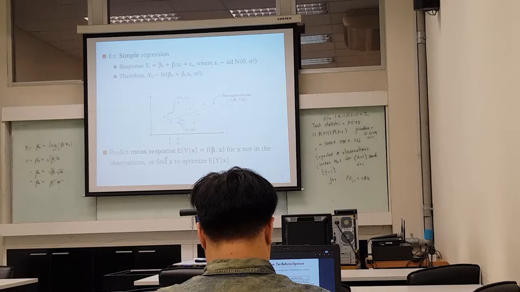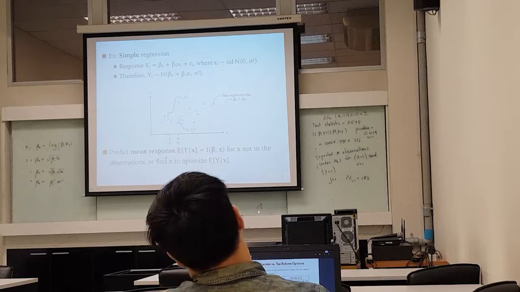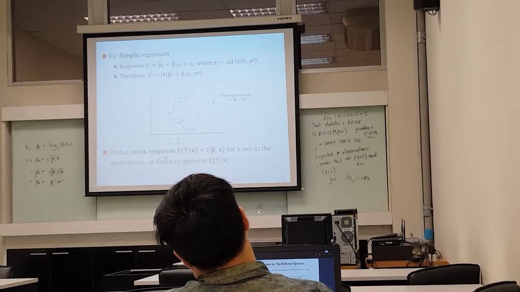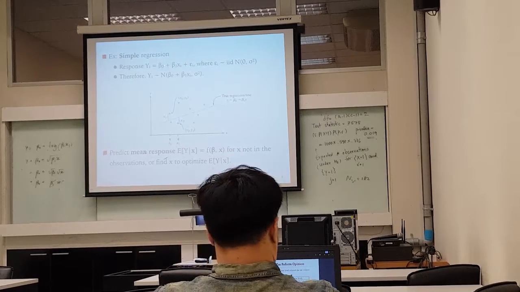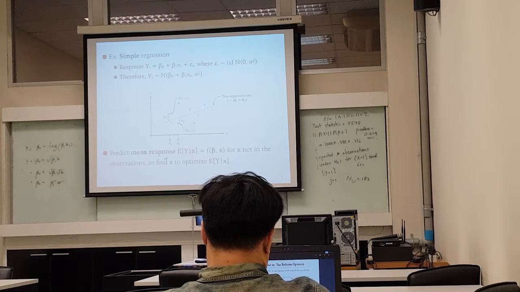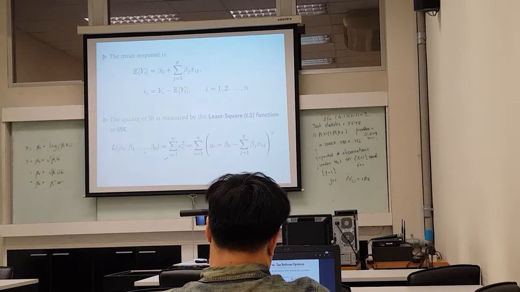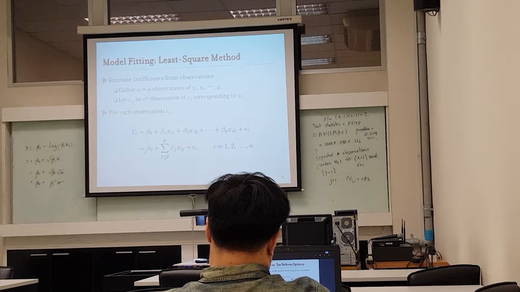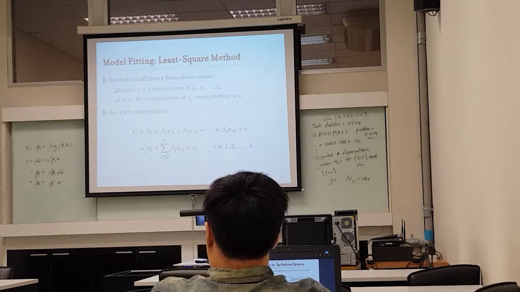You know why? Because if you have 1 data point, you cannot fit this equation. You have 2 coefficients, so you need at least 2 data points. If you have 2 data points, you will fit the straight line through them. Your beta 0 and beta 1 will be the line that connects the 2 points. That is the worst case. So in general, if you have P predictors, you must have at least P plus 1 observations, but preferably much more than that.